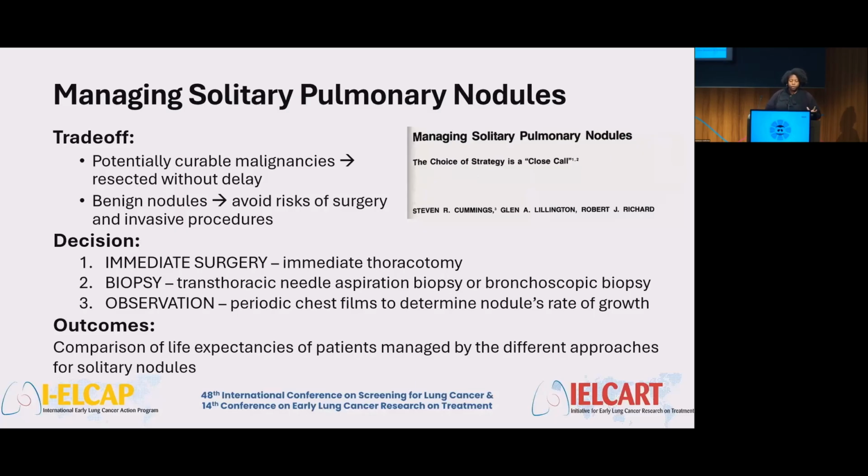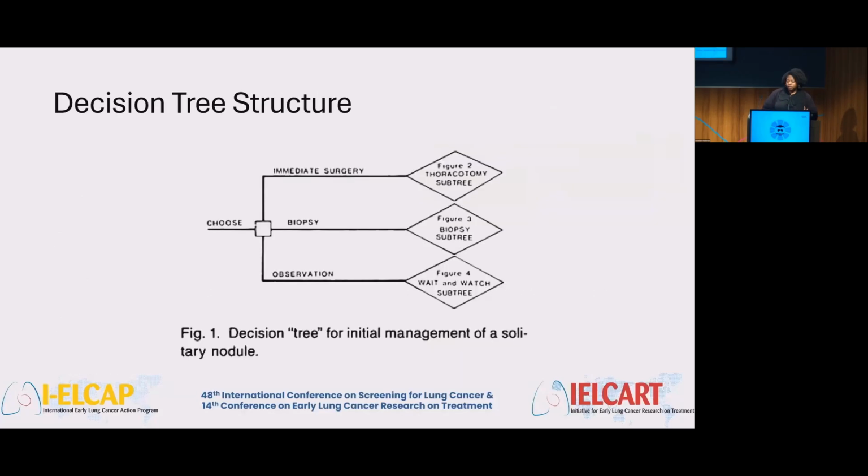So with this trade-off, you have these potentially curable malignancies, so these should be resected without delay. Then you also have benign nodules, so you want to avoid the risk of surgery and invasive procedures as much as possible. The decision in this particular model is immediate surgery, biopsy, or observation. And the outcomes that they were interested in are the comparison of life expectancies of patients managed by the different approaches of these solitary nodules. So I'll give you an overview of what this looks like.